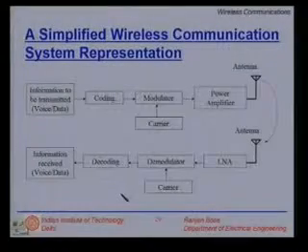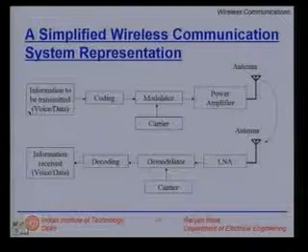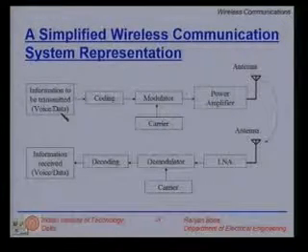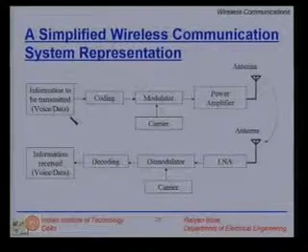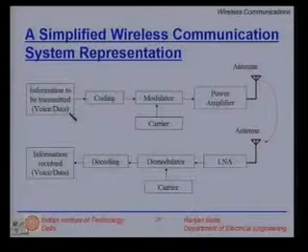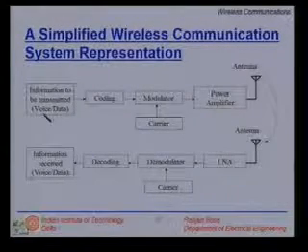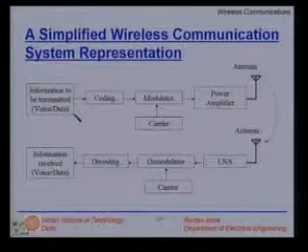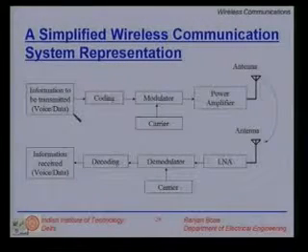Let us now look at a simplified wireless communication system. We start from the leftmost block, which is the information to be transmitted. It is either voice or data. We can also add multimedia to it. This could be a person speaking, or a person trying to check the internet, download the stock quotes, check the cricket update, or send an MMS clip to his friend.